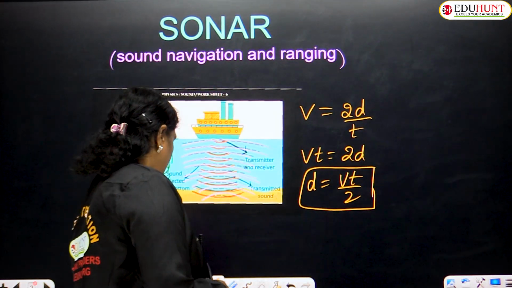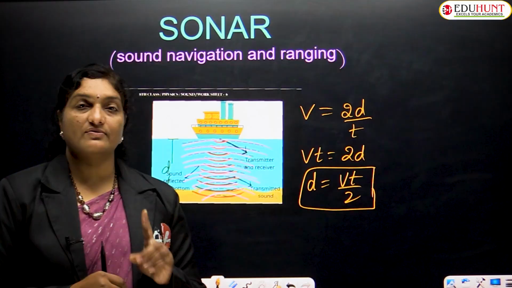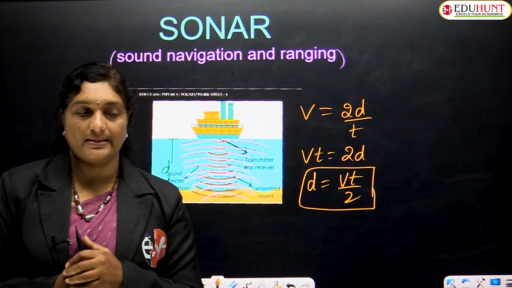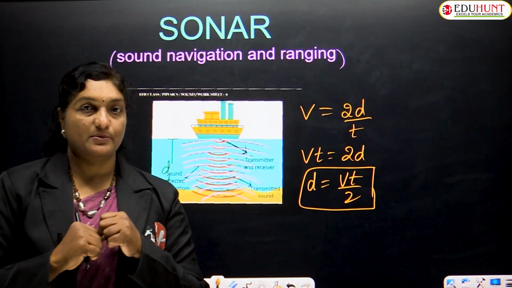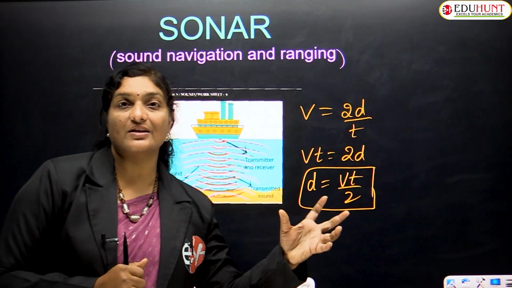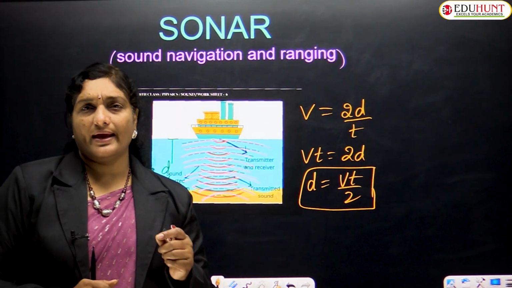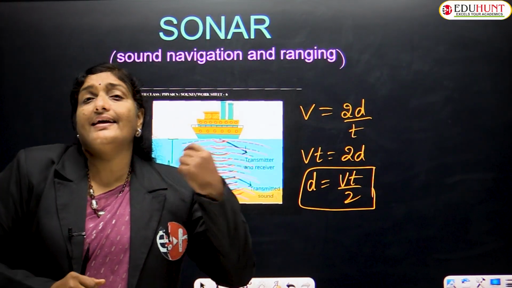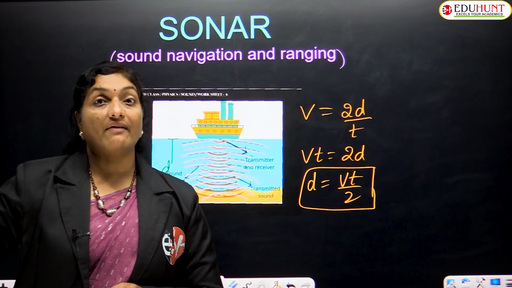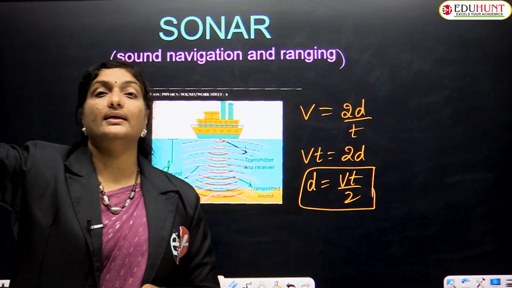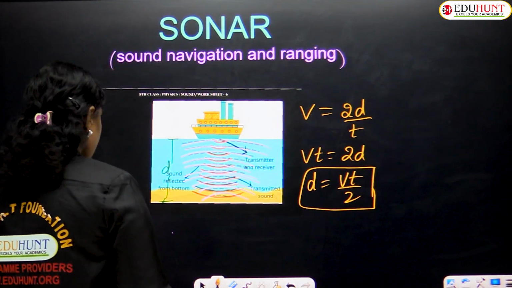So what is that, children? Classification of sound waves on the basis of frequency. Children, generally the sound waves are classified into two types based on the frequency. One is infrasonic waves and the other is ultrasonic waves. Infrasonic waves have a frequency less than 20 hertz, whereas ultrasonic waves have a frequency of more than 20,000 hertz. So let us try to understand them in detail.